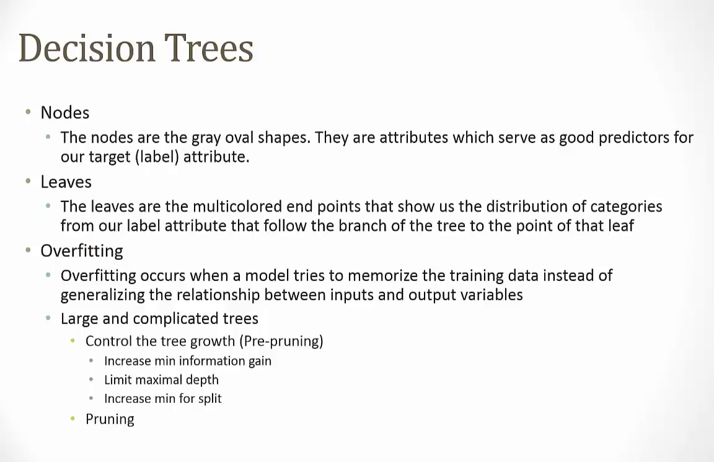Generally, you have two ways of dealing with overfitting, and these are pre-pruning and post-pruning. Pre-pruning covers techniques that deal with controlling the growth of your tree. Generally, trees that are very large are overfitted trees. So you don't want very large or complicated trees with a lot of levels. So how can you control the growth of your tree? There are three major ways. One is increasing the minimum information gain. Information gain is the basic idea used in decision trees for splitting or creating branches in your tree.